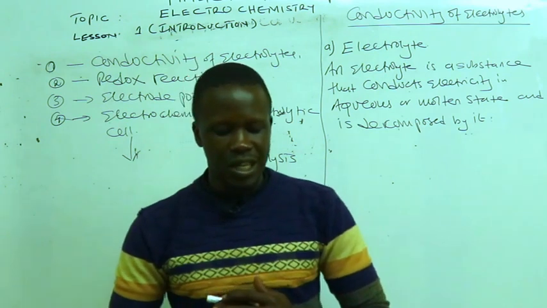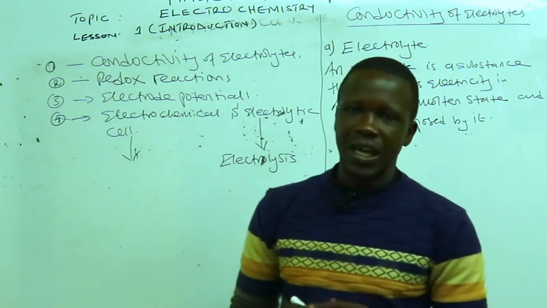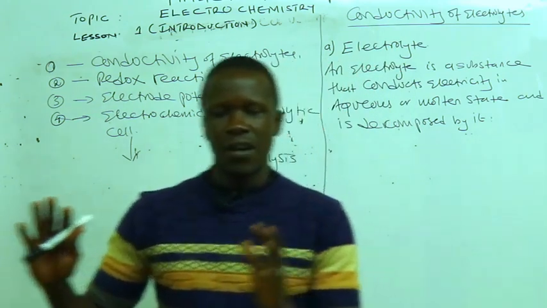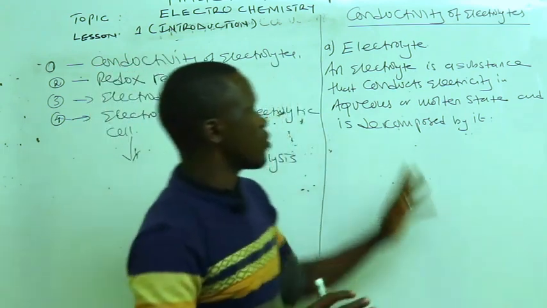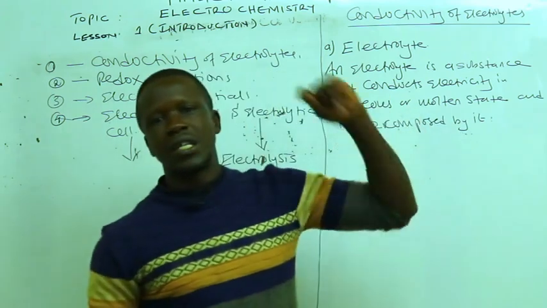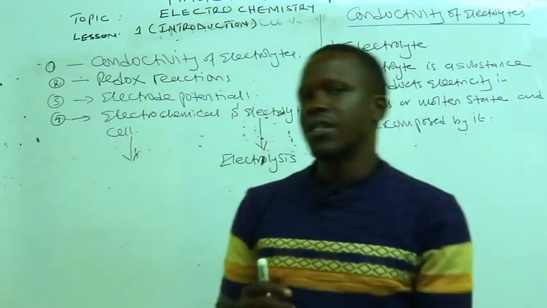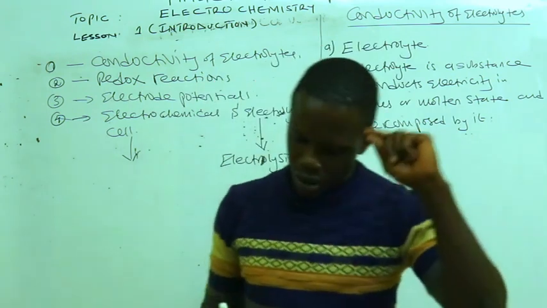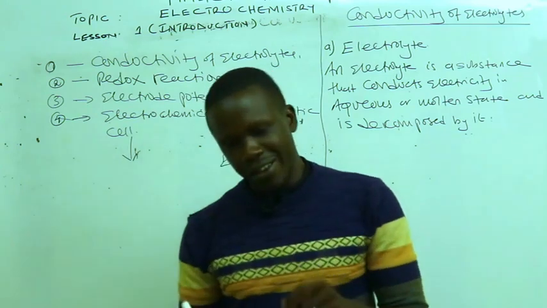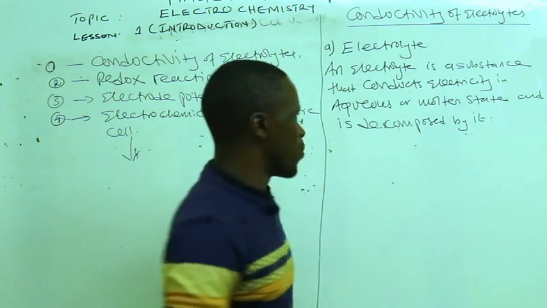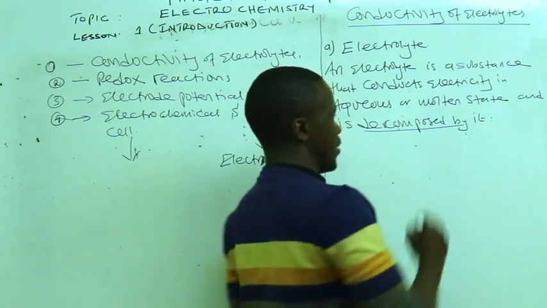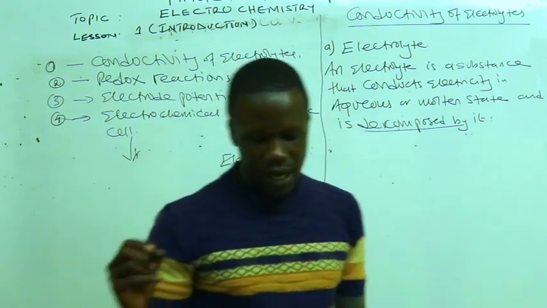Those substances that conduct electricity in solid state are what we call the conductors. The conductors are covered in physics. Now in chemistry, we want to look at the electrolytes. Substances that conduct electricity when in aqueous state or in molten state, and at the end they are decomposed by it. So we shall be knowing how they are decomposed by it. The other term for decomposing is breakdown.